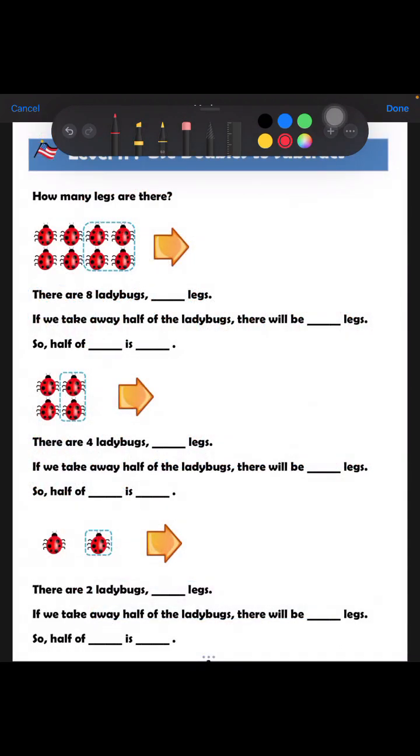Okay, we turn to page 2. On this page, we need to find the total number of legs. Let's look at the pictures below. Do you know how many ladybugs are there? Yes, there are 8 ladybugs.